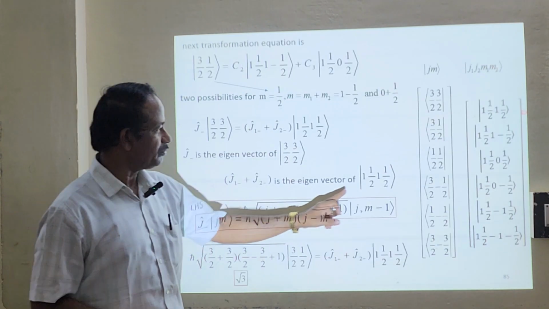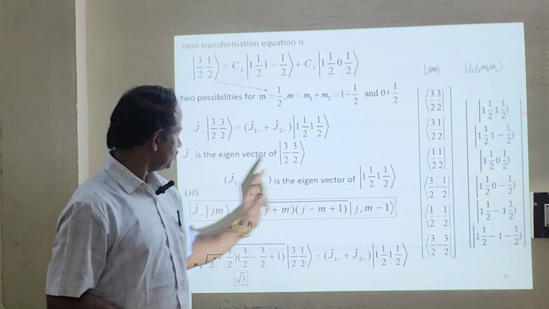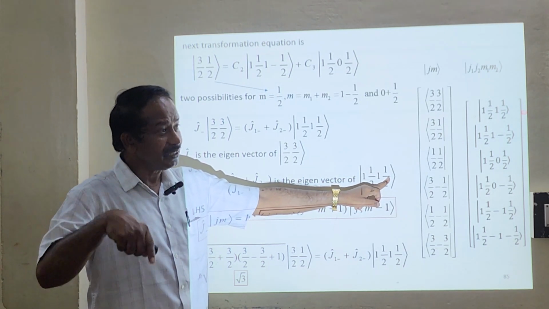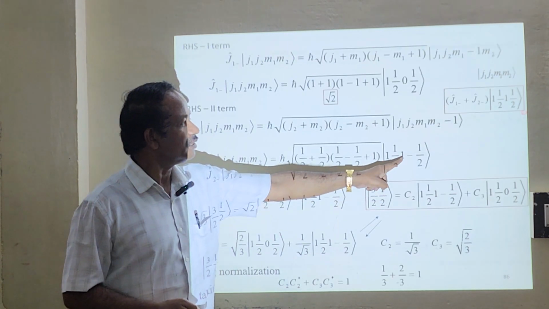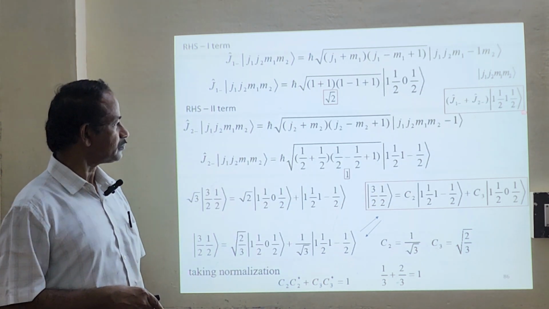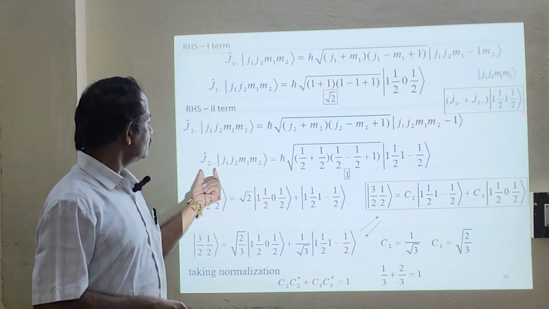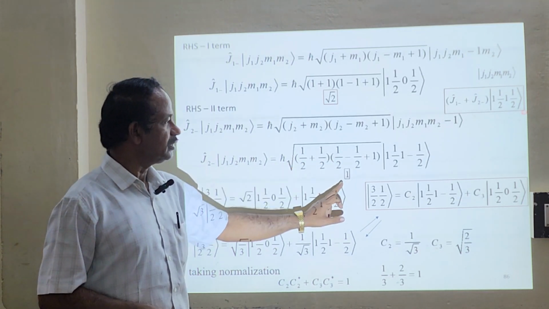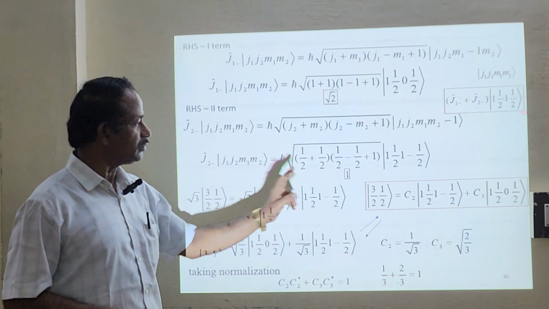Okay. See here we have 1 by 2. This j2 will act only on 1 by 2. So m becomes m minus 1. So the answer will be minus 1 by 2. Is it okay? So your j2, the eigenvalue will be 1 by 2 plus 1 by 2. This will cancel. You will have 1 by 2, 1 by 2. Answer is 1. So root 1.